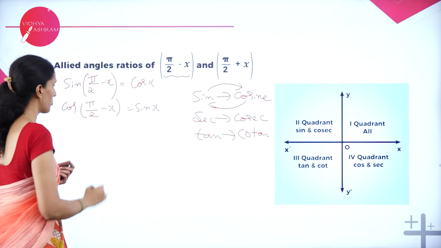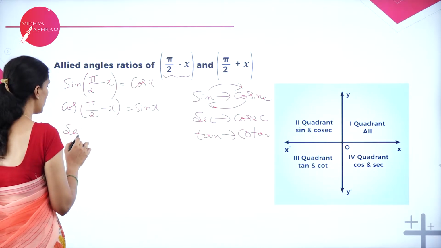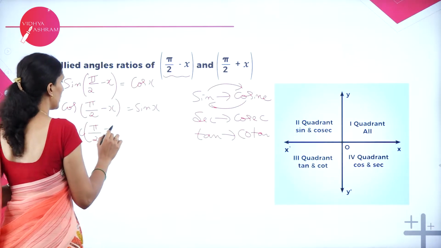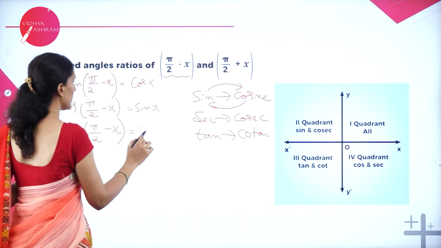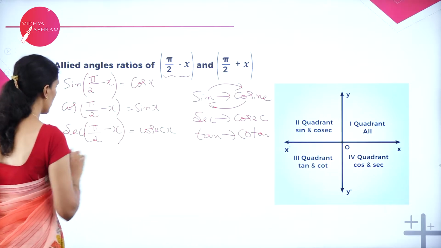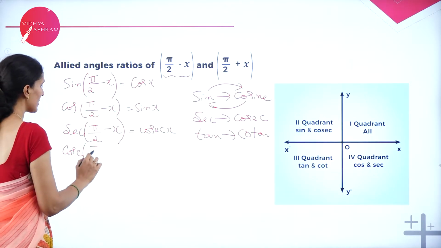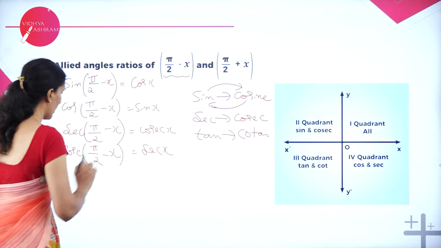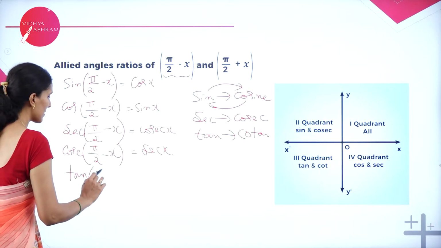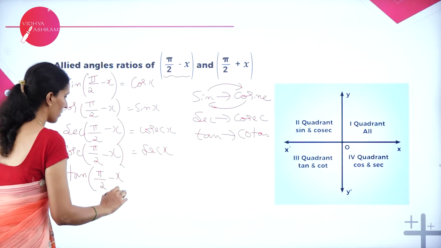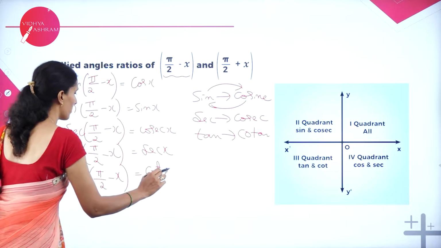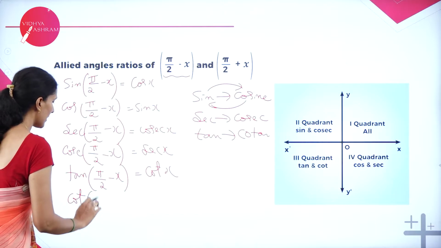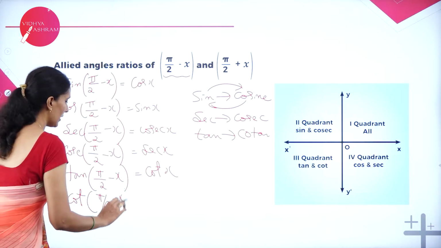They change to their co-function. Similarly, we have secant of pi by 2 minus x, which is cosecant x. Cosecant of pi by 2 minus x is secant x. Tan of pi by 2 minus x is cot x. And cot of pi by 2 minus x is tan x.